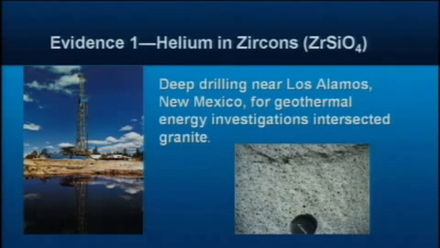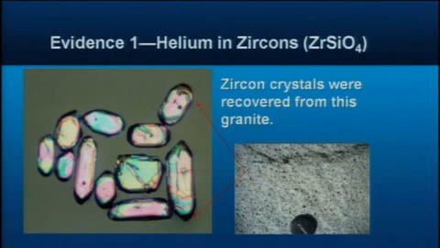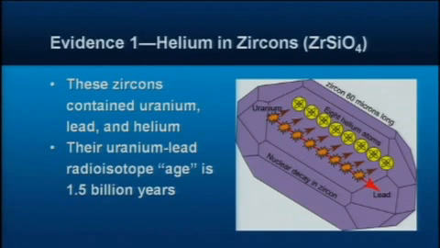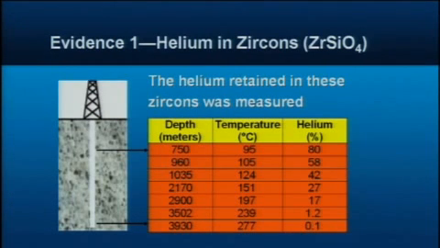Now, some years ago, there were investigations into potential geothermal energy in the Los Alamos area of New Mexico. And in this drill hole, they intersected a granite. And in the granite, we find these little microscopic zircon crystals that can be separated from the rock, as you can see in that photograph there. Now, the age of these zircon crystals, based on uranium decaying to lead, was 1.5 billion years. 1.5 billion years.